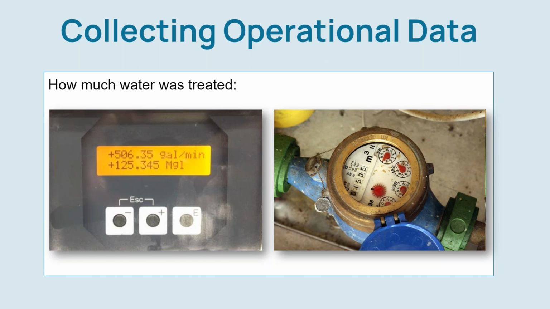Now we'll go over the specific data points that need to be tracked, starting with how much water was treated. This is typically measured using a totalizer or a water meter. We can use the metering data to figure out how much water went through the treatment plant over a certain amount of time.